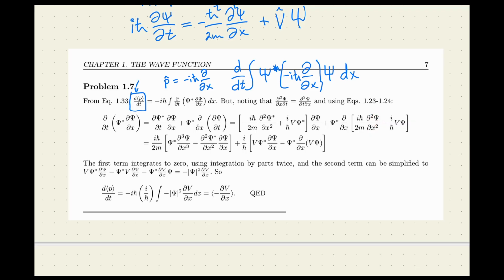You see that? Nice. Here we pull out an i h bar over 2m. i h bar over 2m is pulled out. So here we have no constants. The constants that were first here get pulled out to the front. Here we pull out some constants, so an i is pulled out and an h bar.